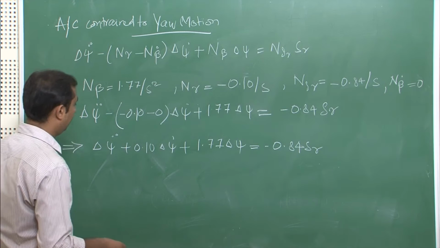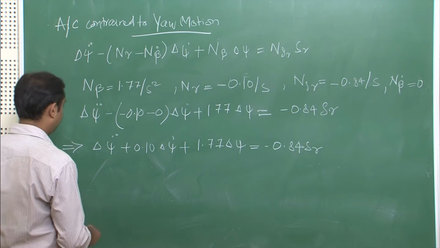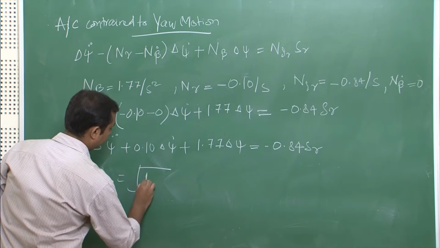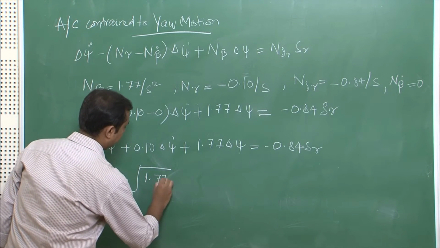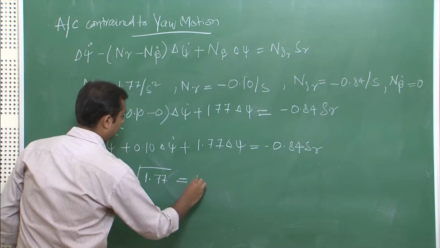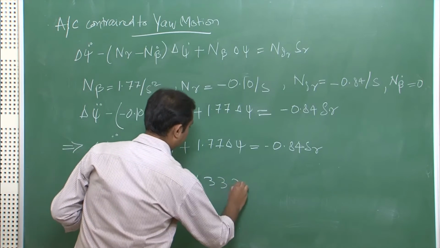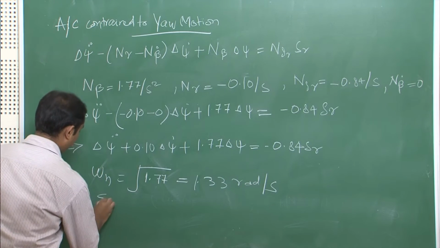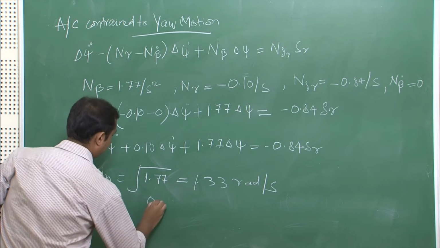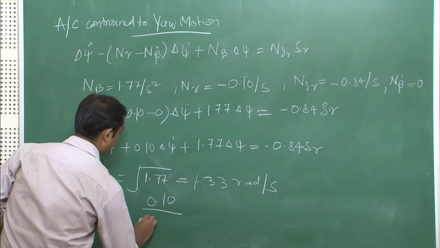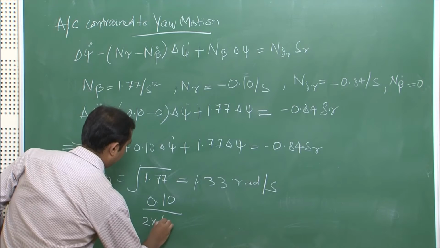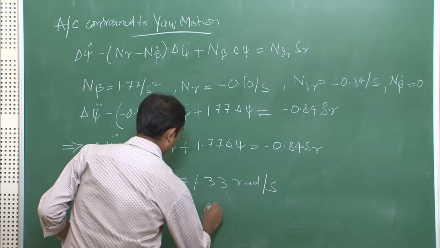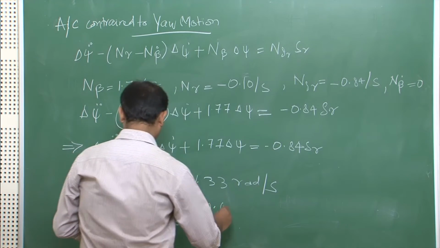Now, the value of omega n from this equation will be root under 1.77, which equals 1.33 radian per second, and zeta will be 0.10 divided by 2 into 1.33, which will give me 0.037.